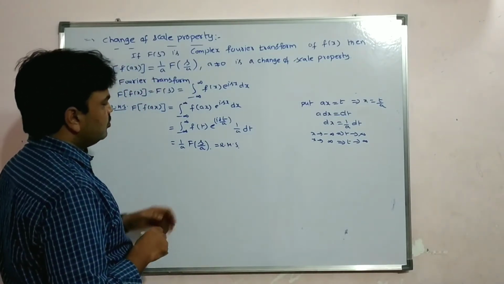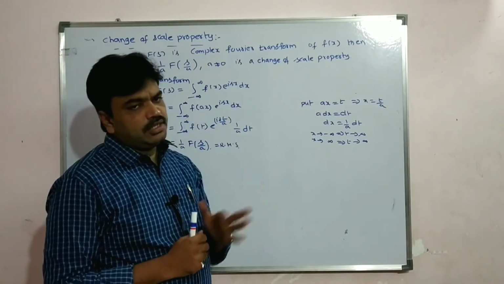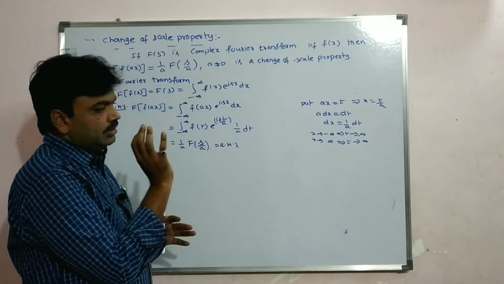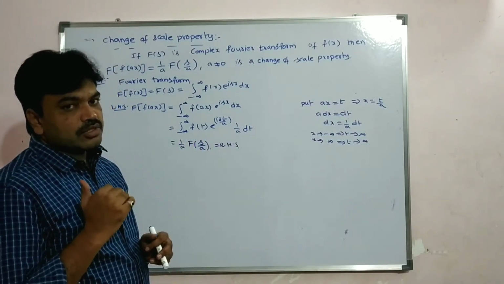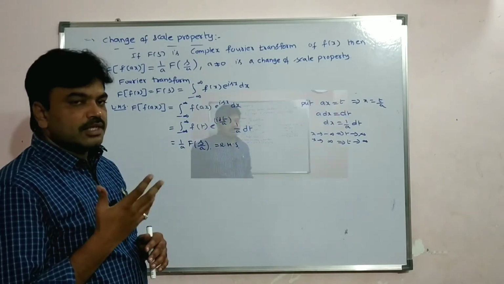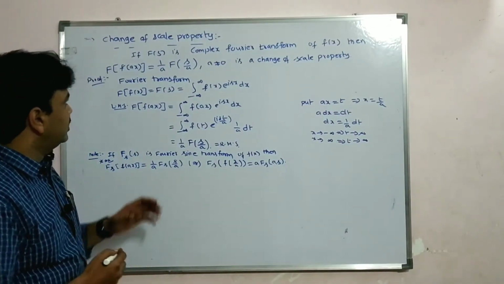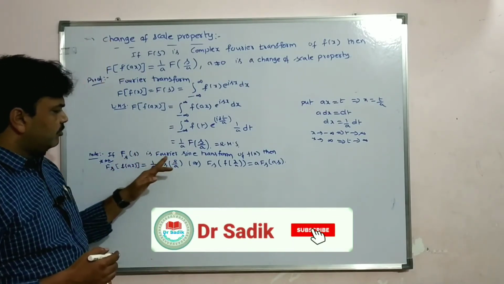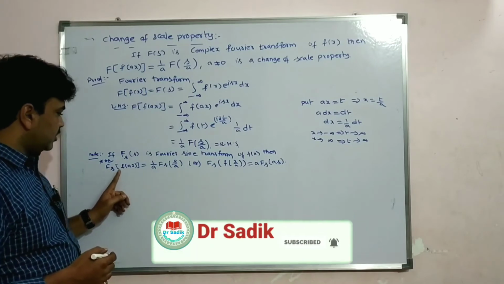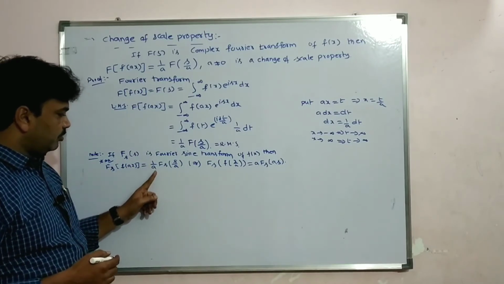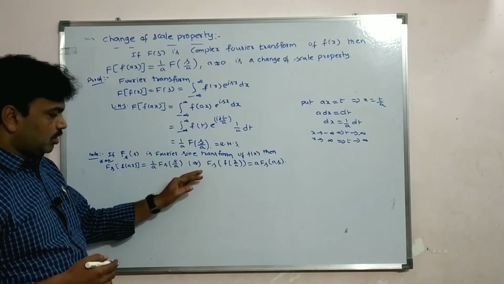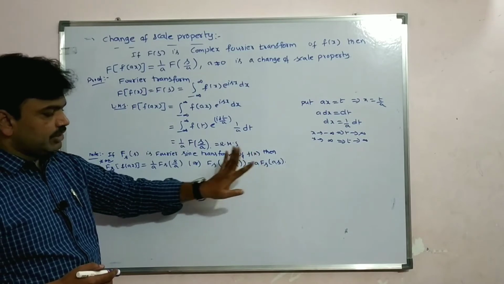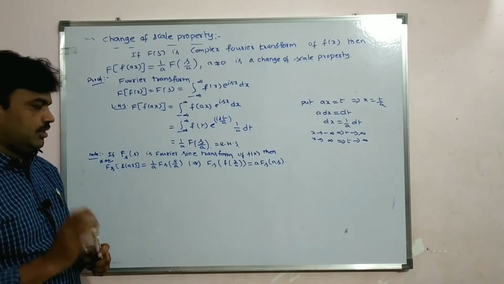Simple, students. Simply you write ax is equal to t and substitute. Then we get 1 by a F of s by a. Let us see the change of scale property for the sine transform. Same, students: change of scale property for Fourier sine transform. Say Fs of s is a Fourier sine transform. Fs of f of ax is equal to 1 by a Fs of s by a, or Fs of f of x by a is equal to a into Fs of as.